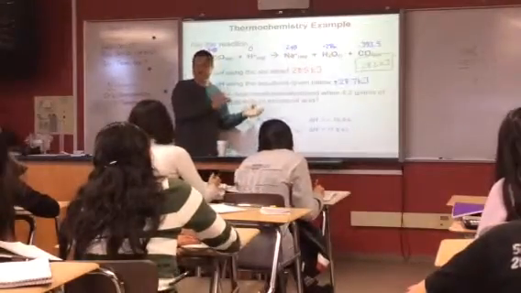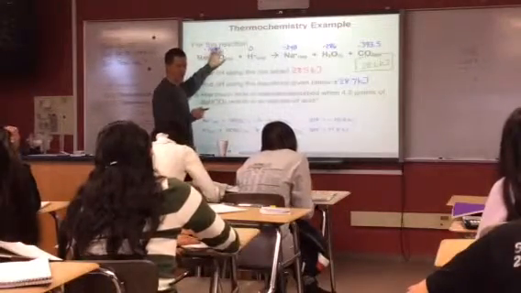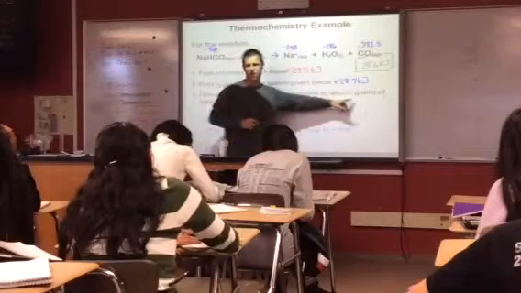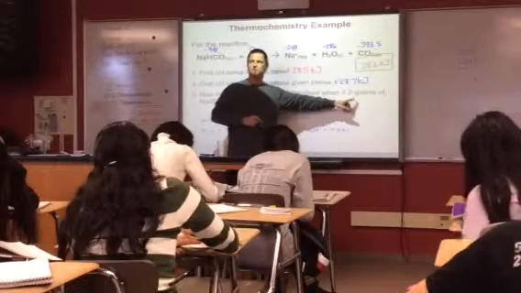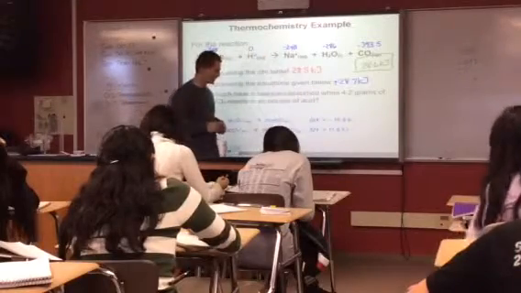Now we have to add a bit of stoichiometry, because I don't have a whole mole of baking soda in number 3. I only have 4.2 grams of it. So what would be the change in energy if 4.2 grams of baking soda reacts?